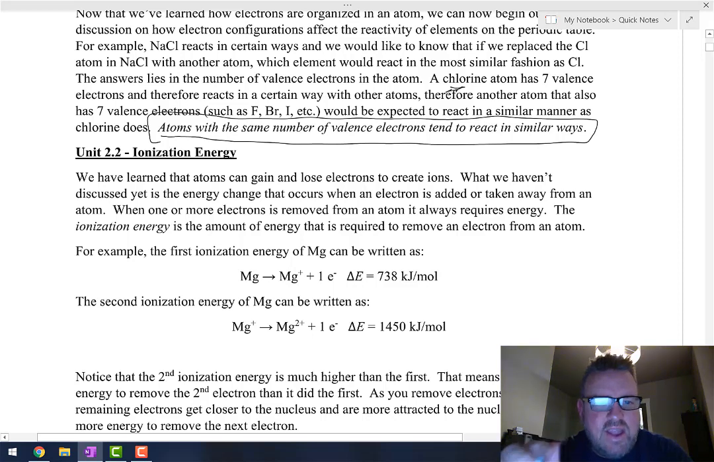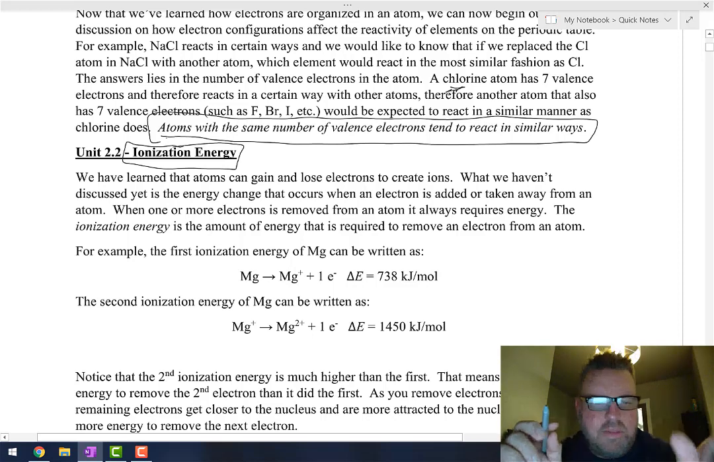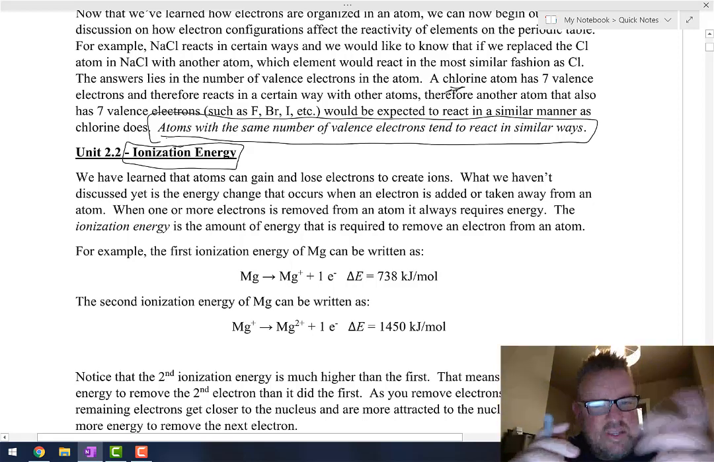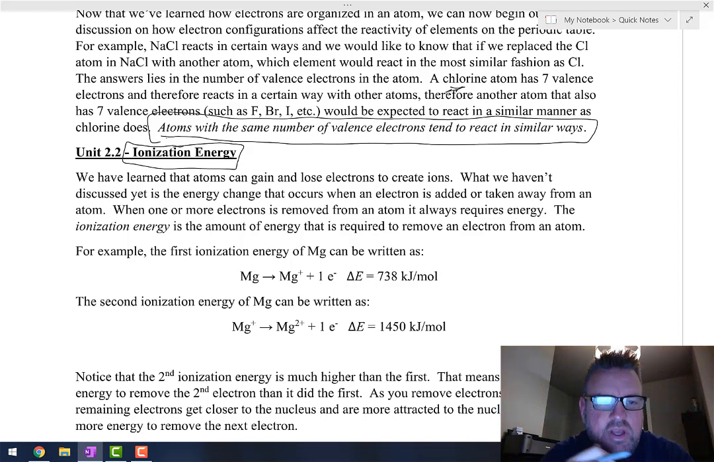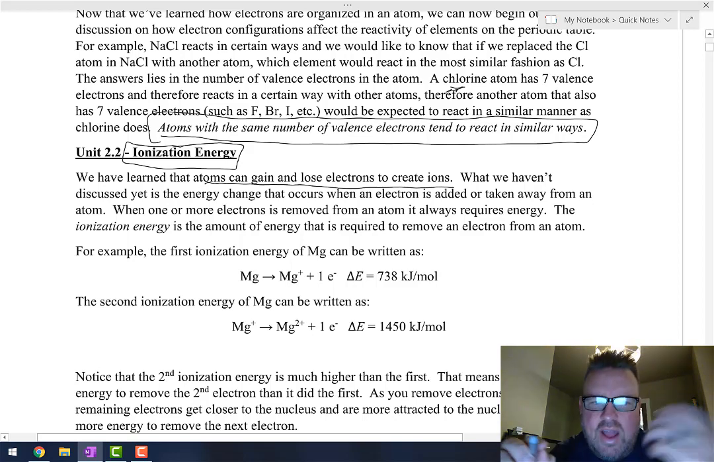The second one is called ionization energy. A couple of big words there. Ionization is when something ionizes. Well, what's something that ionizes? It's when something gains or loses electrons. Remember an ion: an ion is an atom that has gained or lost electrons. So ionization is just that same process of an ion forming when an atom gains or loses electrons. So atoms can gain or lose electrons and they create ions.